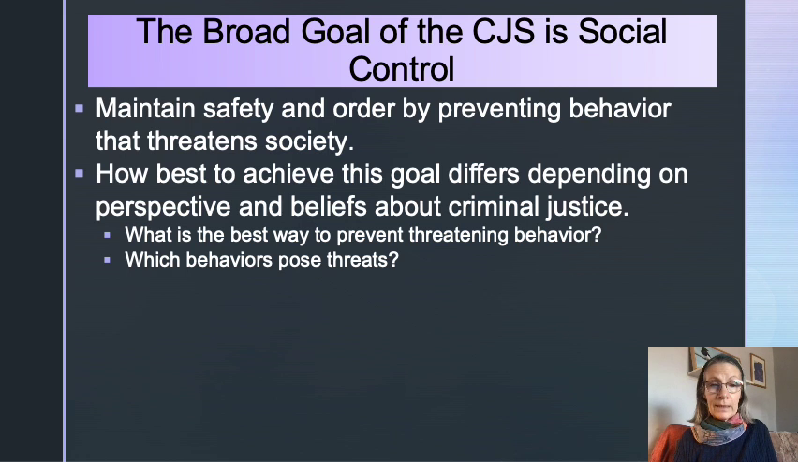There's also disagreement about which behaviors actually pose a threat. And so, some perspectives think that any sort of antisocial behavior is threatening. Antisocial behavior such as using drugs or selling drugs, prostitution, gambling, maybe even drinking, they may say that poses a threat to the community, and that kind of behavior should be criminalized and punished. Others say, look, not all antisocial behavior is threatening.